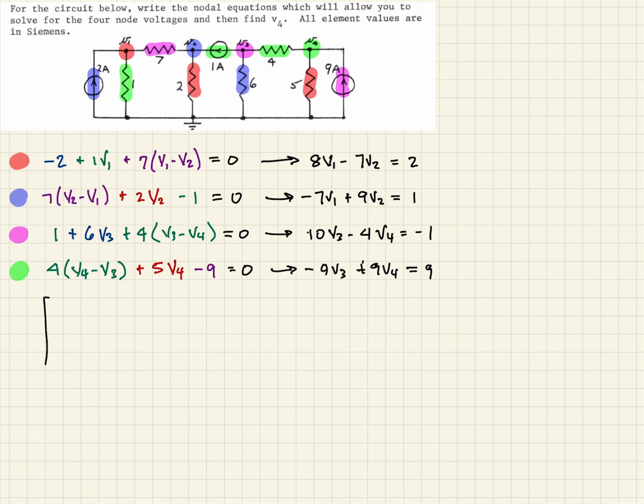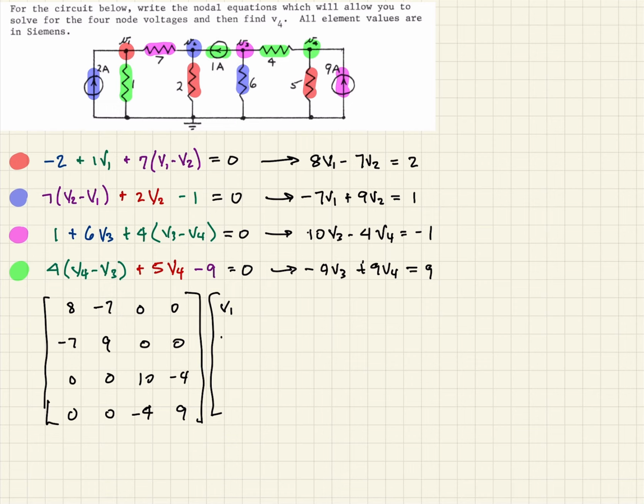So then we should be able to create our matrix here. It'll be 8, minus 7, 0, 0; minus 7, 9, 0, 0; then 0, 0, 10, minus 4; and then 0, 0, minus 4, 9. Again, these are times v1, v2, v3, and v4. This will be equal to our answer array, which is 2, 1, minus 1, and 9.